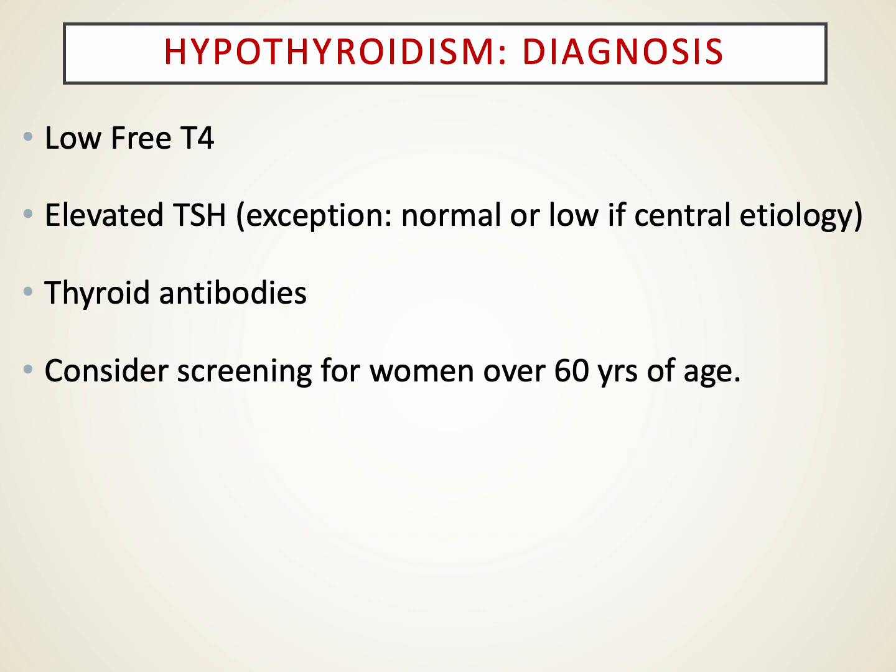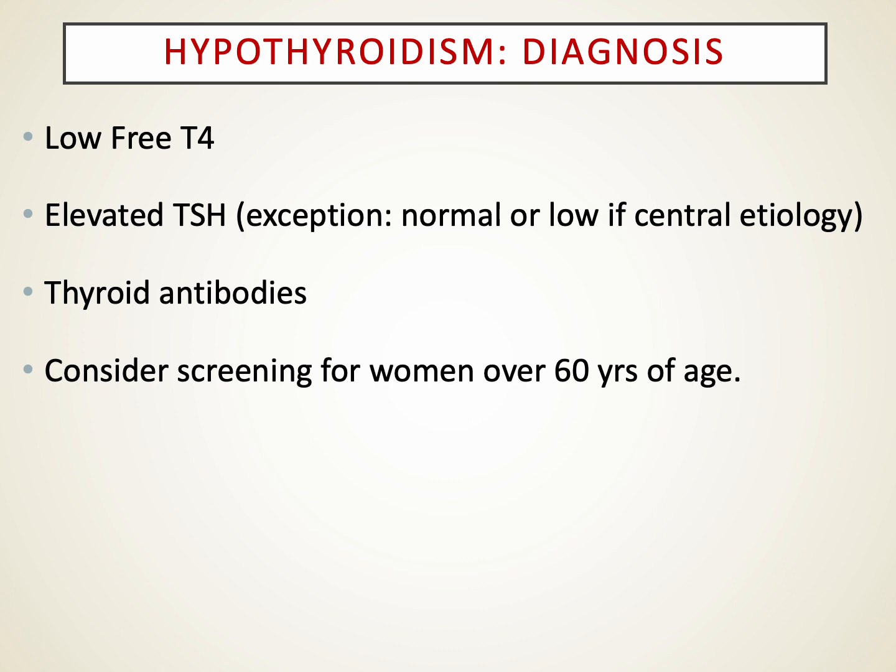The diagnosis of hypothyroidism typically is a low free T4. Most often you will see an elevated TSH, trying to stimulate the thyroid gland to produce more T4. But if it is a central etiology, you're not going to see the TSH particularly elevated, because the pituitary can't release thyroid stimulating hormone.